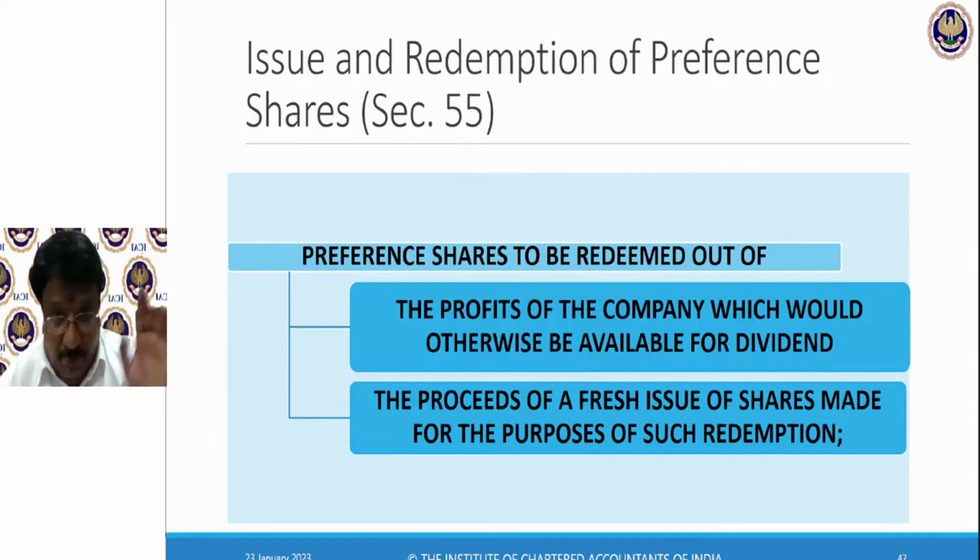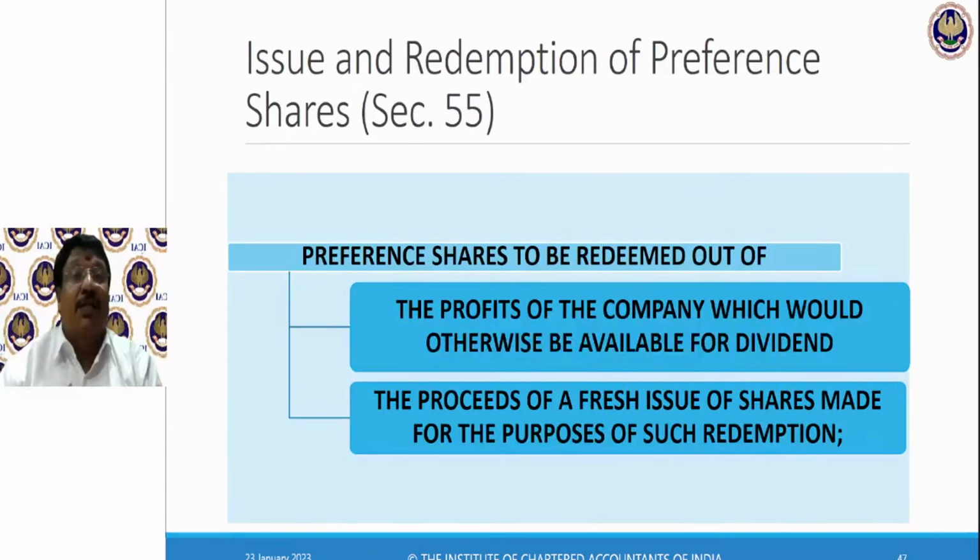P&L account, balance in the profit and loss account available for declaring dividend. Dividend equalization reserve meant for payment of dividend, therefore available. Capital redemption reserve not available for dividend. Right? Debenture redemption reserve not available for paying dividend.